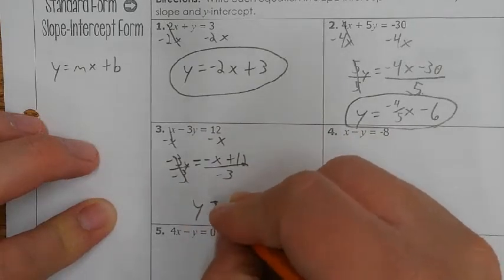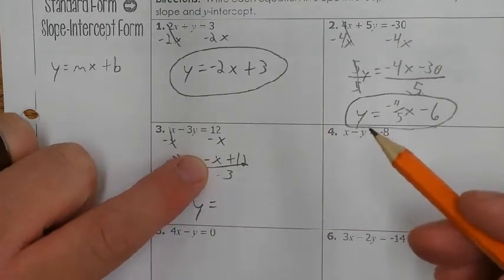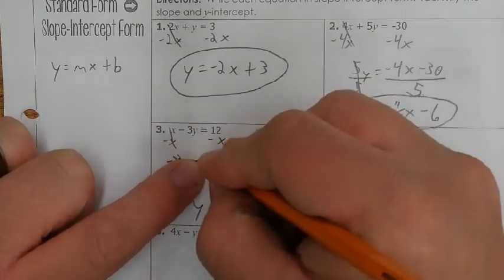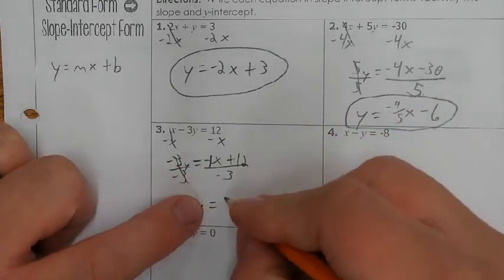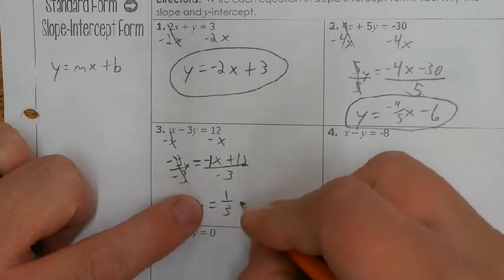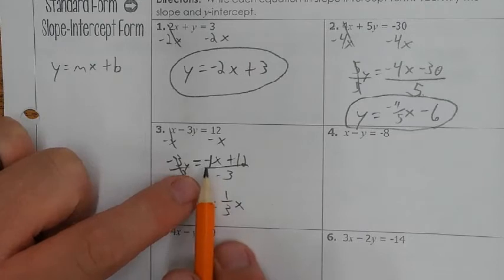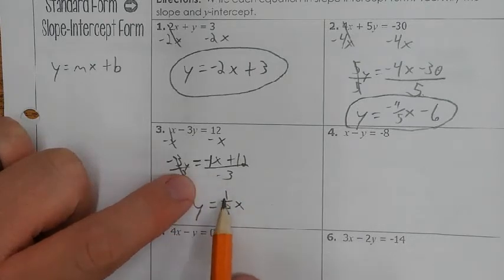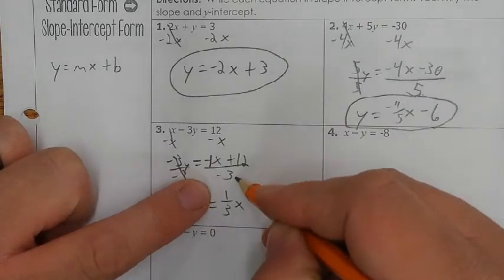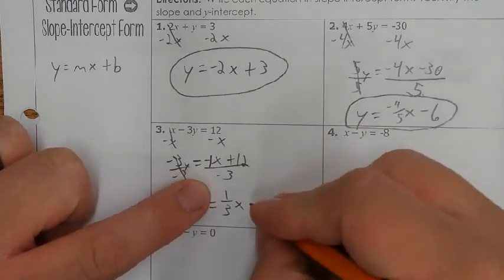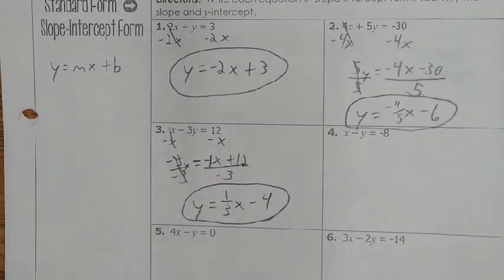And that gives me y equals, what's always understood in front of this x? 1. There's a 1. So I'm going to go ahead and write that here. And what's a negative divided by a negative? Positive. So that's going to be a positive 1/3 x. Does everyone see how I got that? Negative 1 divided by negative 3 is positive 1/3 x. And now we do 12 divided by negative 3. Negative 4. Does everyone see how we came up with that equation?